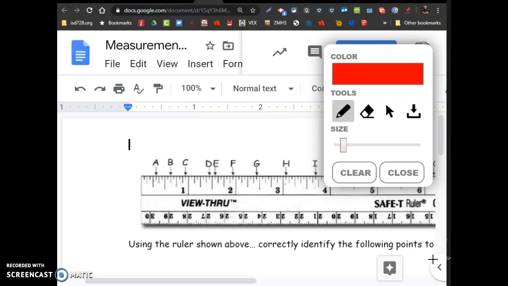Not too difficult. If you still aren't sure, I'd say go back and watch the video again. And just make sure you understand these are the hours. These are the minutes.